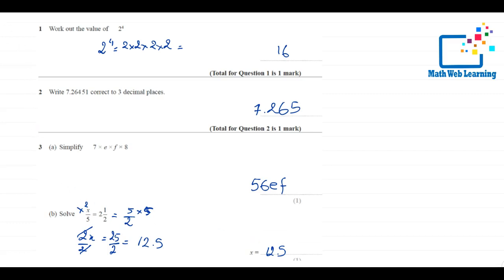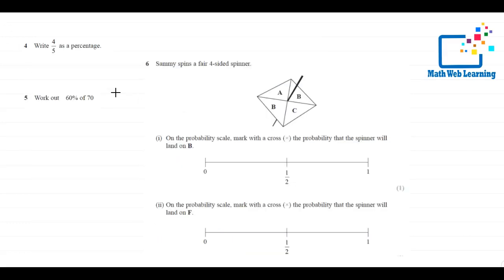Next question is question 4. Alright guys, I decided to do 4, 5 and 6 in one go on this page. So what is 4/5 as a percentage? Now you know 1/5 is 20%. So therefore 4/5 is going to be 80%, right? So you need to know this one.